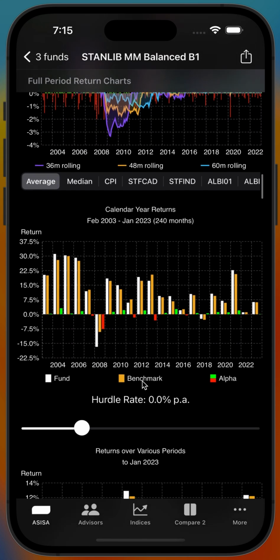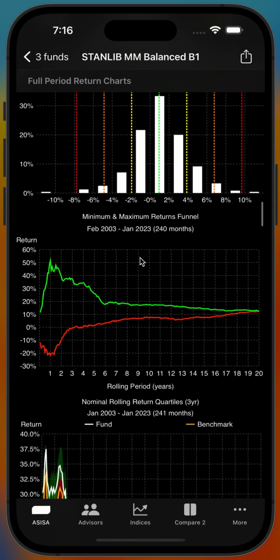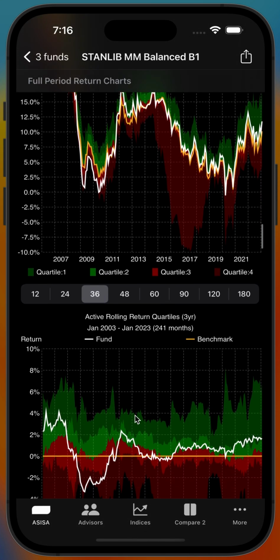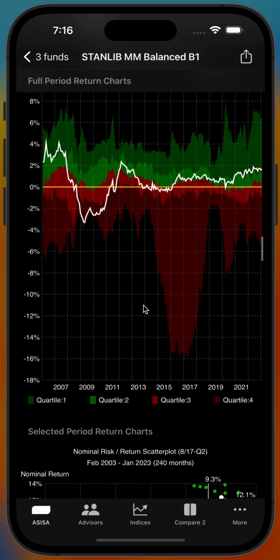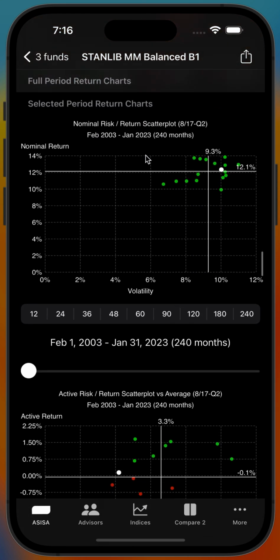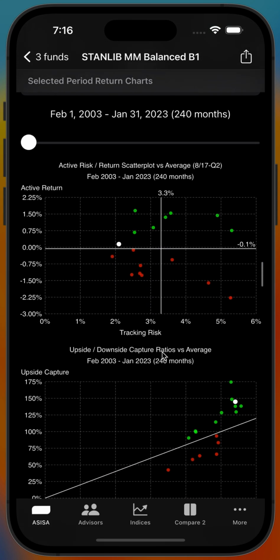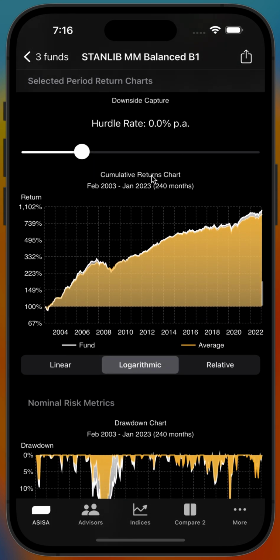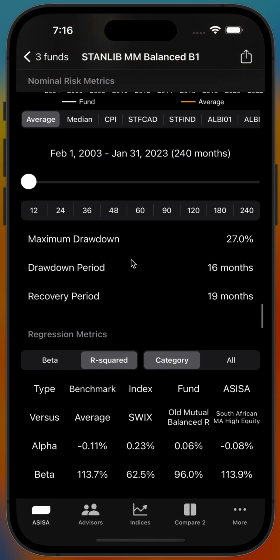as well as the calendar year returns and the returns to date, histogram of the monthly returns, the return funnel, the quartile ranking on a rolling basis, both absolute or nominal and active, as well as the risk return scatter plots, so return versus volatility and active return versus tracking risk, as well as the upside downside capture and the cumulative returns and the drawdown chart. So basically we've covered all of that.